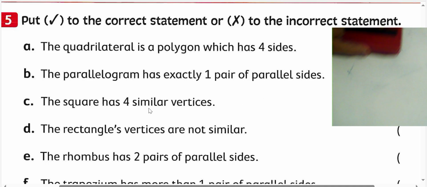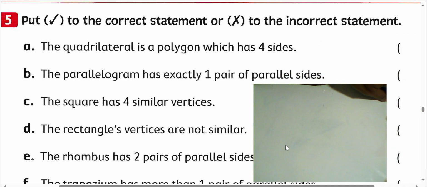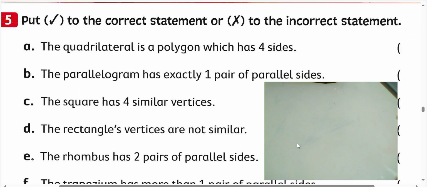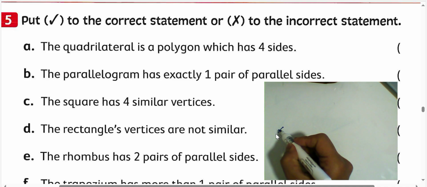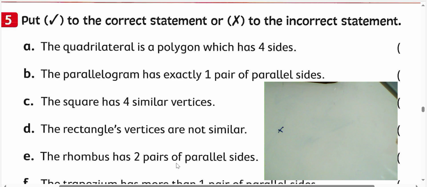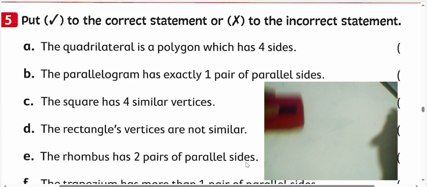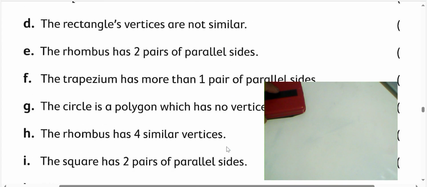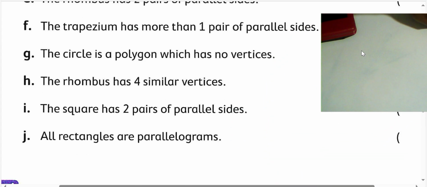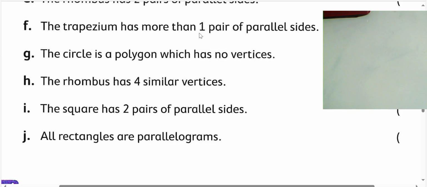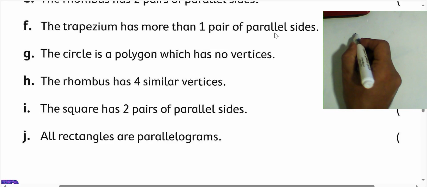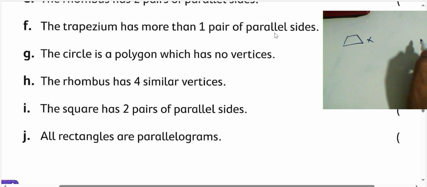Letter C. Square has four similar vertices. Yes. True. The rectangle vertices are not similar. No. False. Rhombus has two pairs of parallel sides. Yes. True. Next question, letter F. Trapezium has more than one pair of parallel sides. No. Exactly. Trapezium has exactly one pair of parallel sides. So we must write false.